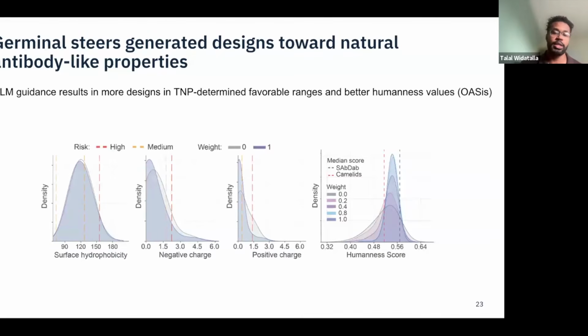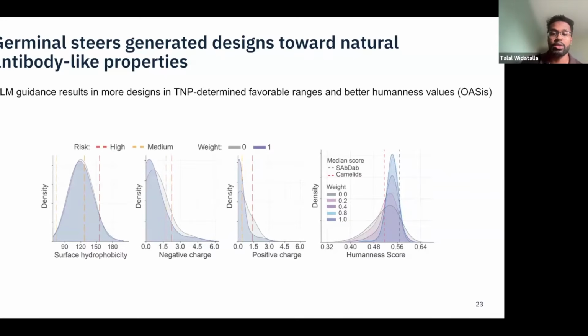So in the three KDE plots on the left, we see the difference between no IGLM and a weighting of one for IGLM. And you can see for surface hydrophobicity, it doesn't make much of a difference, but there is a noticeable distributional shift in the negative charge of the designs as well as the positive charge of the designs. And you don't want these physicochemical properties to be too high.